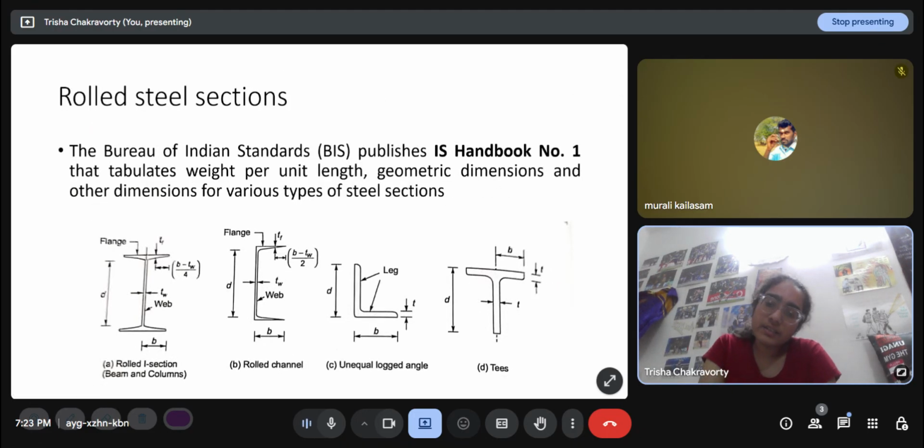The rolled steel sections, which the Bureau of Indian Standards publishes in IS Handbook number 1, SP 6, tabulate the weight per unit length, geometric dimensions, other dimensions like the plastic section modulus, moment of inertia, the center of gravity from one particular axis, and all that.